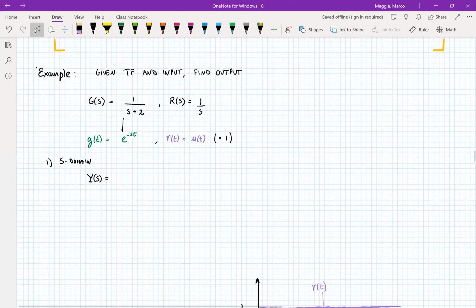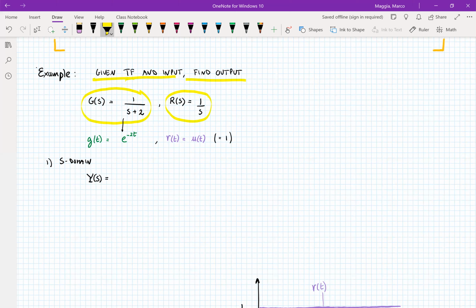Okay, here we're going to see another numerical example, but now we are given a transfer function and the input, and we want to find the output. So we're given that the transfer function in the S domain is 1 over S plus 2, and the input is a step input, constant input. So in the S domain is 1 over S.